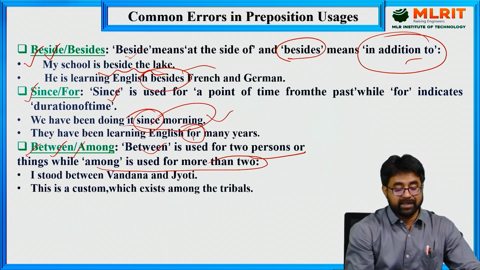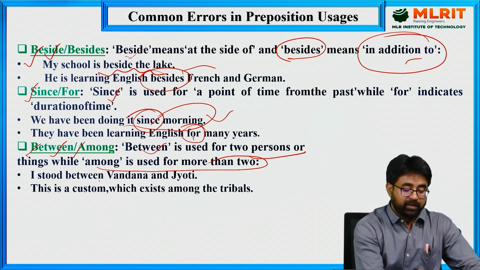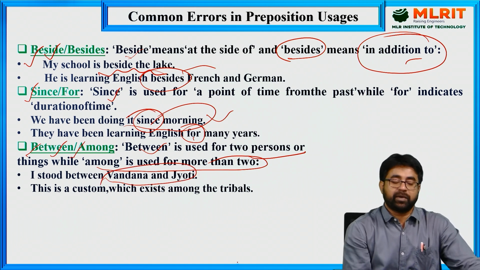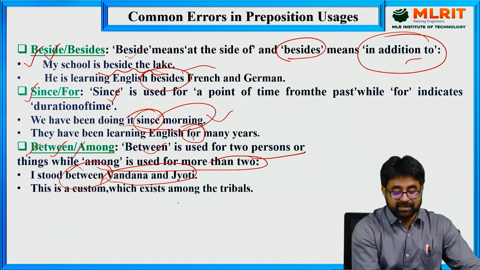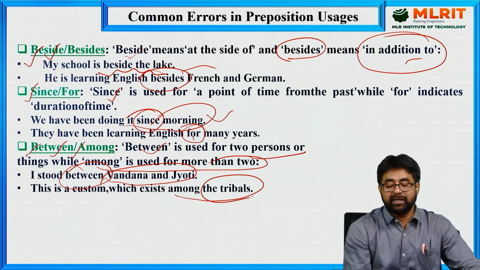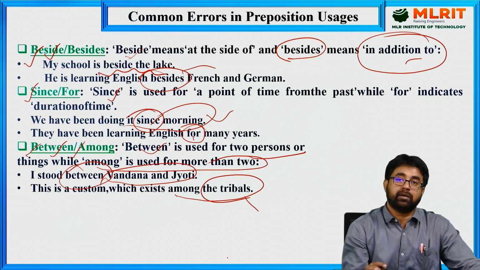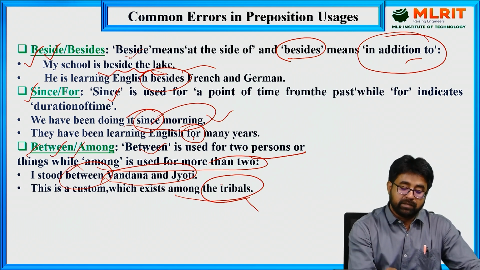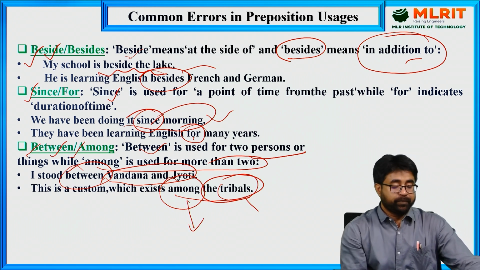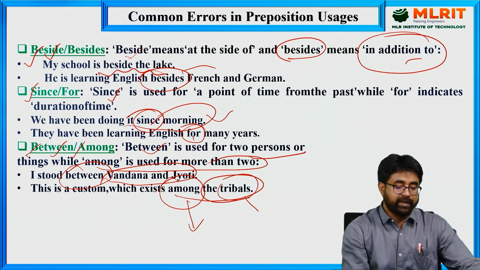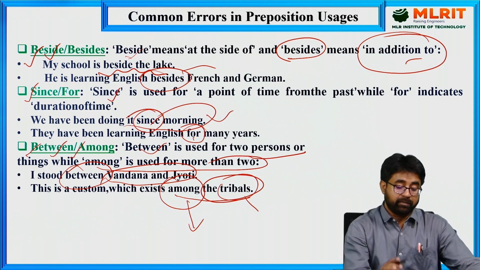So you can see here, I stood between Bandana and Jyoti. Two persons I am talking about, so I am saying between. But here, this is a custom which exists among the tribals. Here, when I say the tribals, I am not talking about 2 persons. I am talking about many more, right? Tribals. So that's why I am not using between. I am using among. So I hope these 3 things are clear. These are very common prepositions that we use, but sometimes we make mistakes while using them.